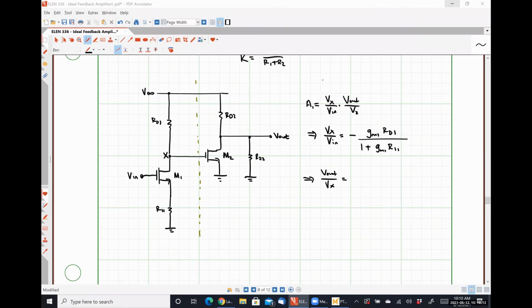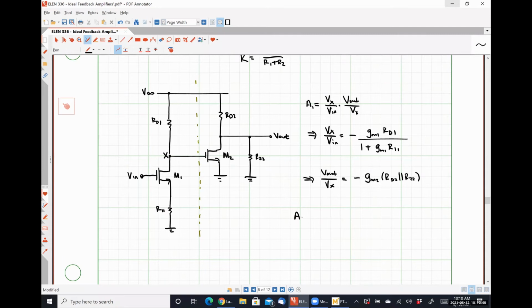All right, so what is Vout over Vx? What is the transfer function for my second stage? What kind of amplifier is it? Common source with some loading resistance. Yeah. So what's it going to be? Evan, you were going to say something. Right, so negative gm2 times RD2 in parallel with R22.